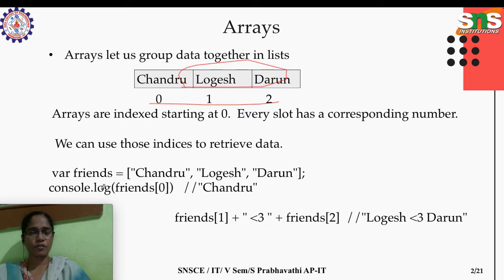friends[0], console.log. So you have an array with 3 items, and you are displaying the string at index position 0, and you will get this answer, Chandru. And here what you are doing is just appending less than 3 with the array items friends[1] and friends[2].